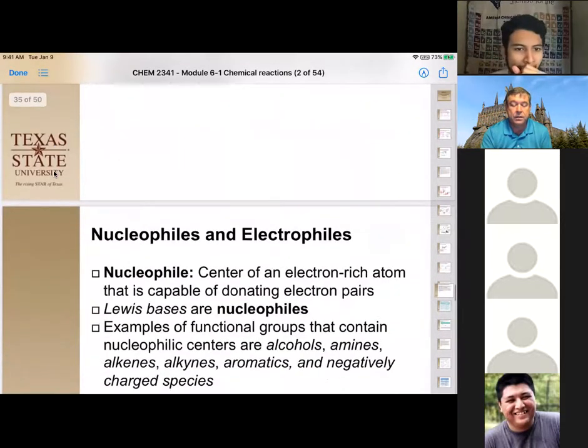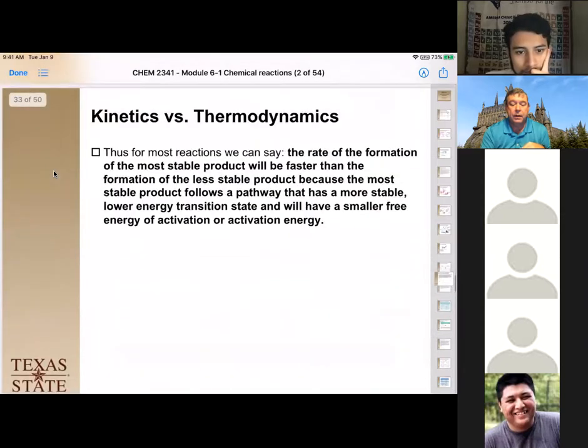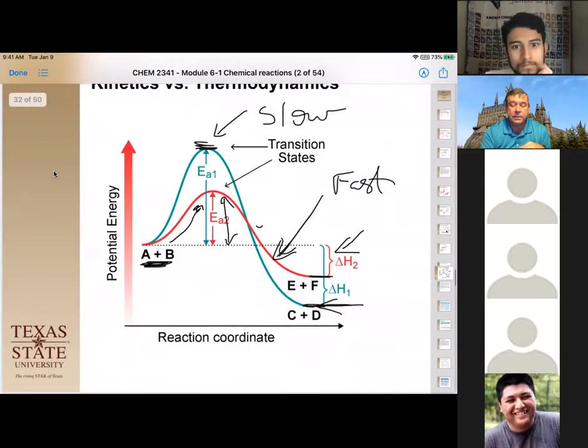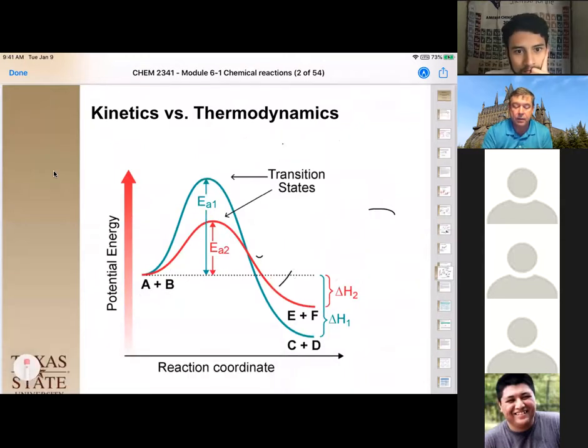Okay, so questions on energy diagrams and kinetic and thermodynamic control? Okay. Remember, we can see what's happening on our energy diagram here. Okay, on this reaction here, now let's use the different definition that we just had.